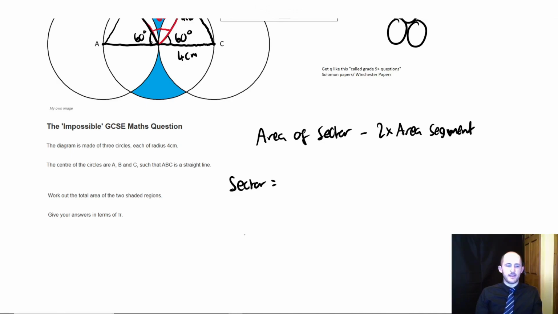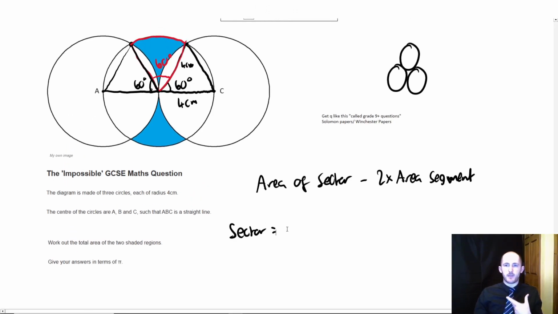If you remember, you take the angle divided by 360. So in this case we have 60 over 360, times pi r squared, times pi times radius, which is 4 squared. And we can try and cancel that down.